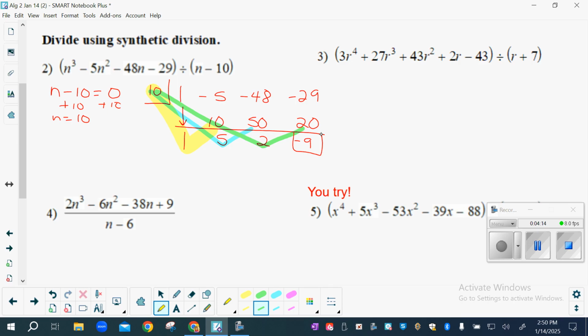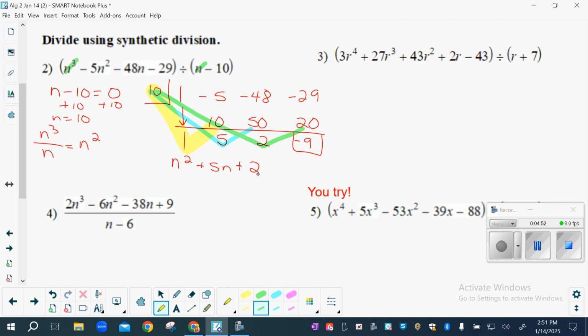So if we take n to the third, our leading term here, and divide by n, what's n to the third divided by n? N to the second. So this is going to be a 1 n to the second is our answer. Our exponents then go down by 1. So this is going to be plus 5n. And then since we use n here, this is just going to be plus 2.